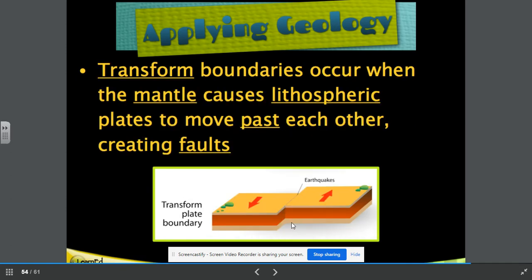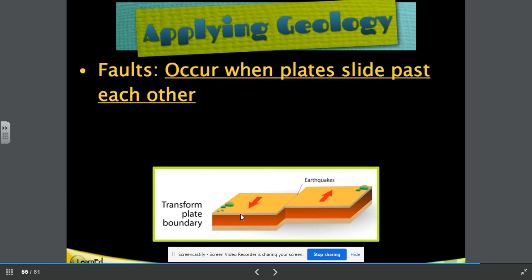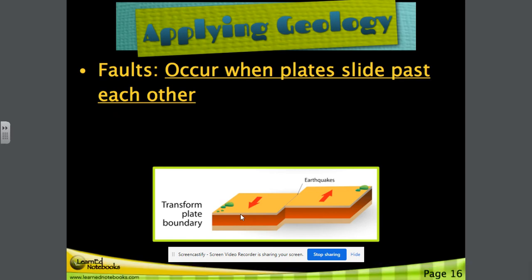Transform boundaries are another type of boundary we're going to talk about today. They occur when the mantle causes lithospheric plates to move past each other, creating faults. So here we have a fault line. This is where we have earthquakes that happen. This plate is moving this direction. This plate is moving this direction. Faults occur when plates slide past each other.